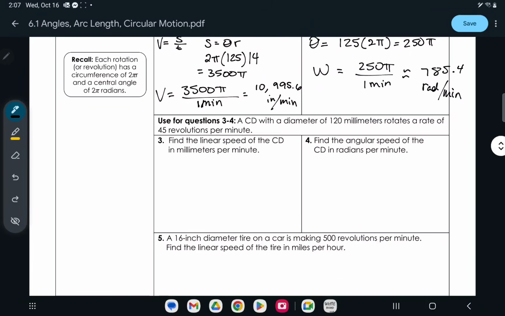Let's do another one. A CD, I'm going to draw that. The CD has a diameter of 120 millimeters and rotates at 45 revolutions per minute. Find the linear speed. So that's S over T, and S is theta times R.